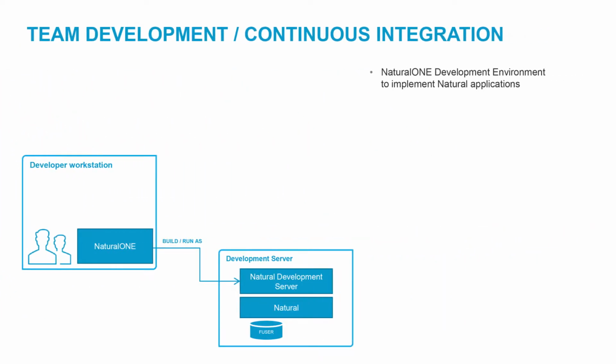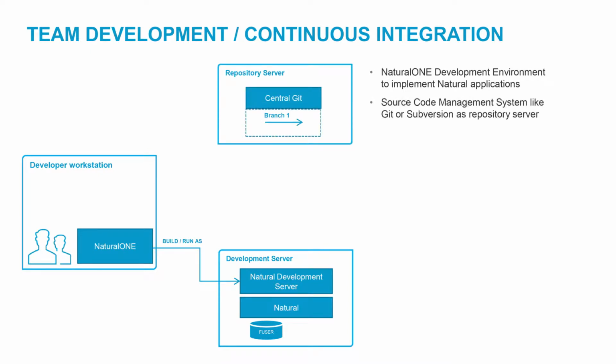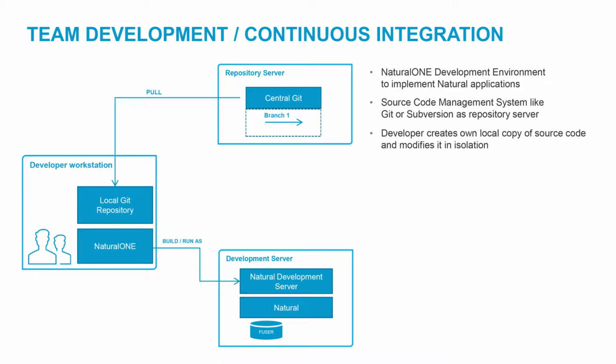The Natural One development environment is used to implement Natural applications. Natural One connects to a Natural development server to build and run the application. A source code management system like Git or Subversion is used as a repository server. Developers create a local copy of the source code, which they modify in isolation. Modifications are uploaded and executed in private mode, so no other developer is affected. Natural One manages the entire process.